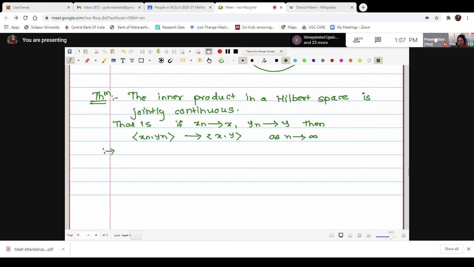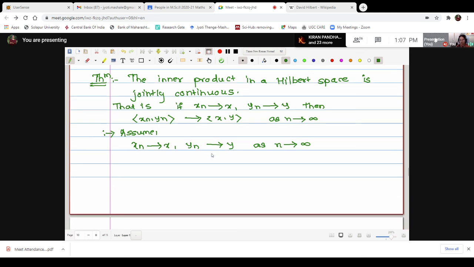Okay. Let us prove. What is the assumption? Xn tends to x, yn tends to y as n tends to infinity. Now our aim is to prove that inner product xn and yn tends to inner product x y. We will prove this by proving that the modulus of the subtraction of these two is tending to 0.